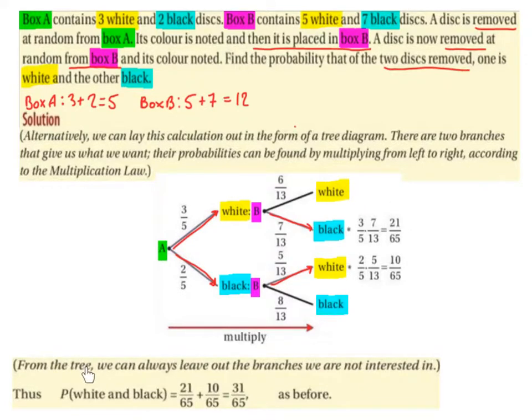So from the tree, we can always leave out the branches we're not interested in, which means we don't use the 6 over 13 or the 8 over 13, because we're not interested in white then white, and we're not interested in black then black. Thus, the probability of white and black is going to be 21 over 65 plus 10 over 65, which is 31 over 65. So we got that from adding these together.